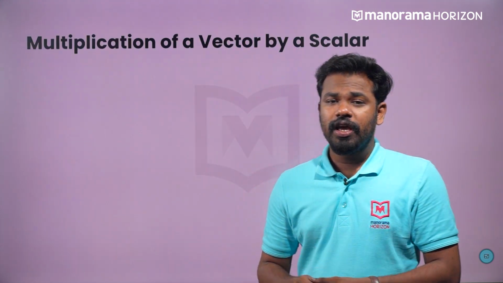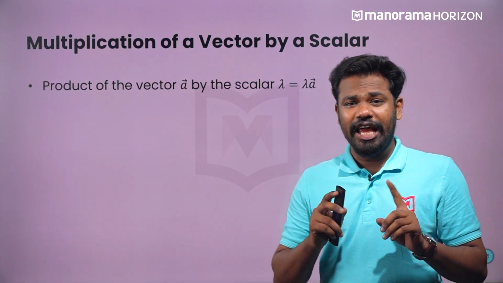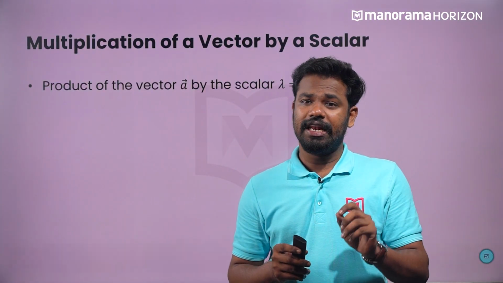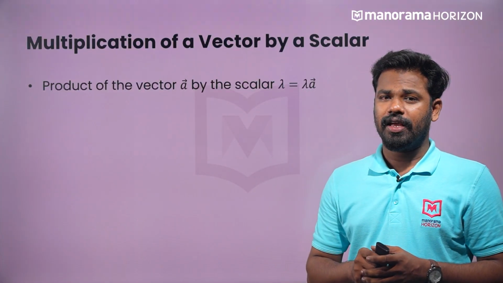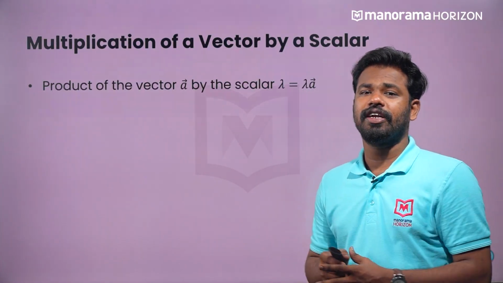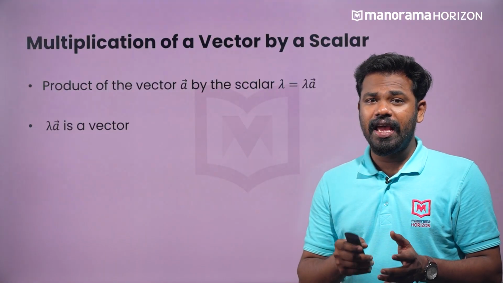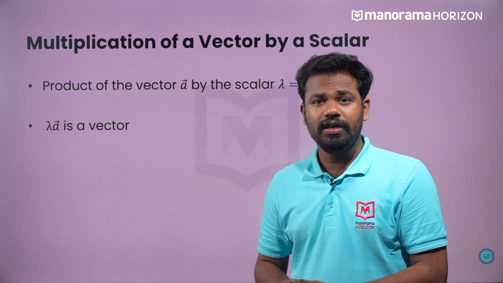A natural question arises in vectors. That is, what happens to the direction and magnitude of a vector when it is multiplied by a scalar quantity? So here you can see that the product of a vector A by the scalar constant, say lambda, is given by lambda times vector A. So you multiply lambda with the vector A, and lambda A is called a vector. It is a new vector.